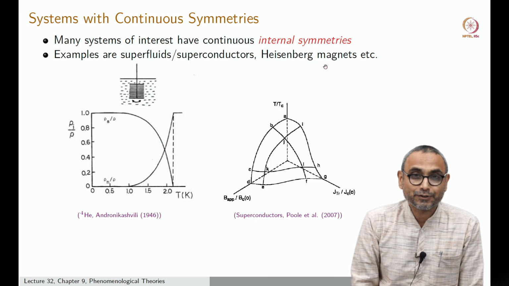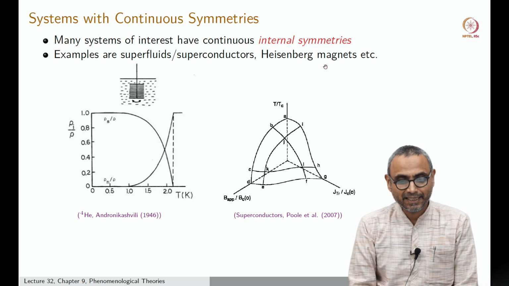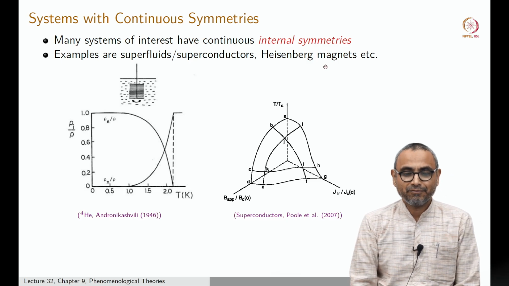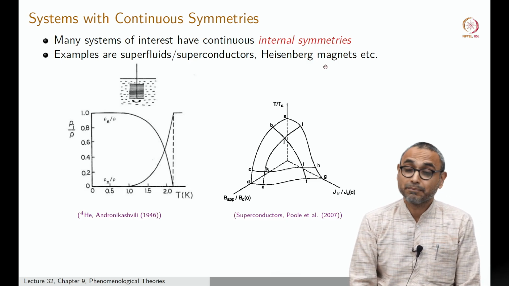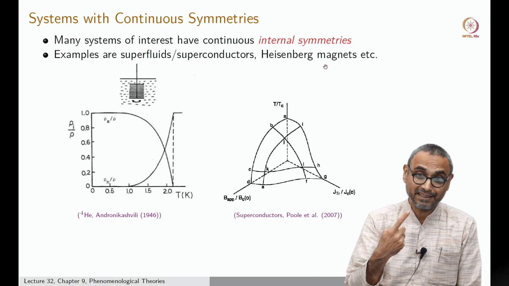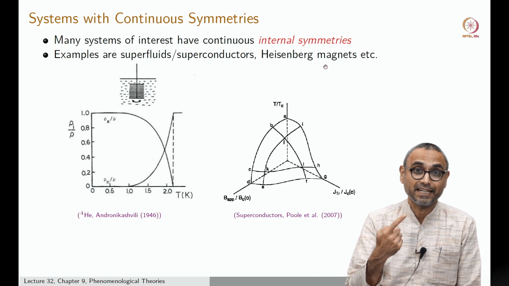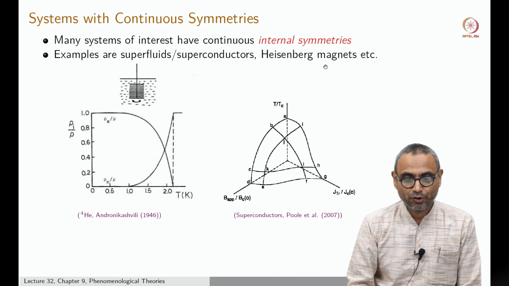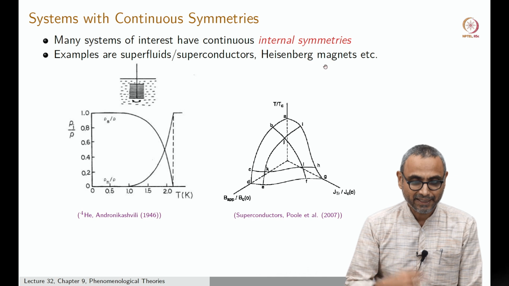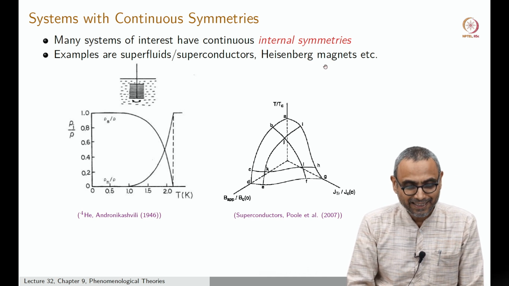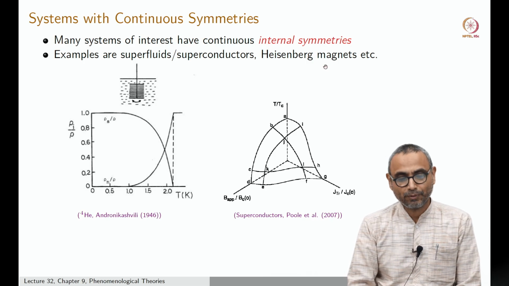So examples of such systems with internal continuous symmetry are superfluids and superconductors, and Heisenberg magnets and so on. Not Ising magnets, Heisenberg magnets, where the spin on each ion can point in any direction, so to speak. So that has some continuous symmetry rather than up and down. So let's just quickly revise what we saw in the superfluids.